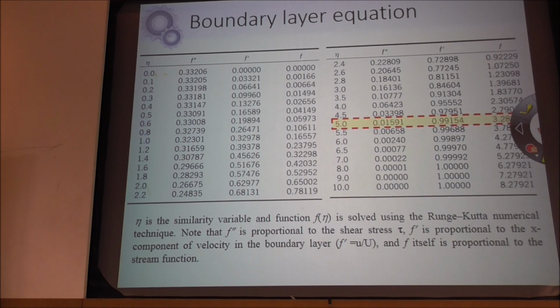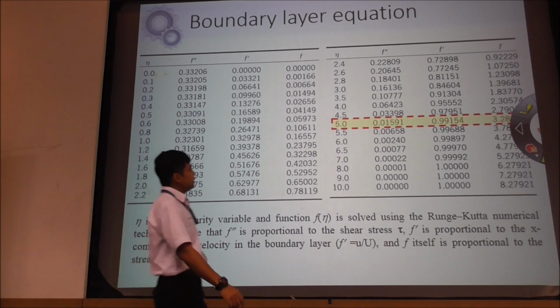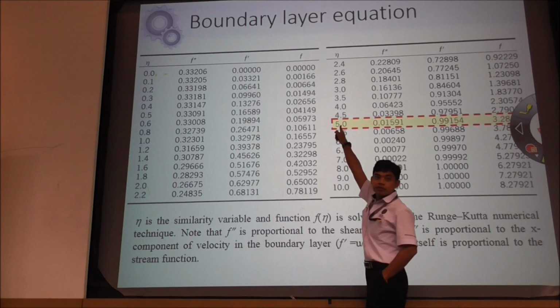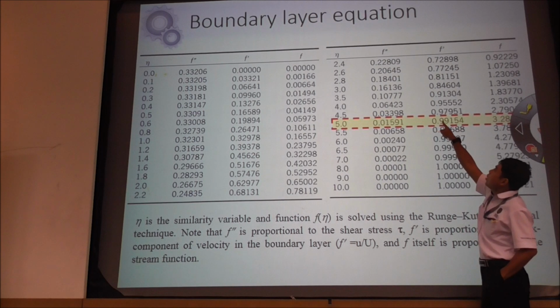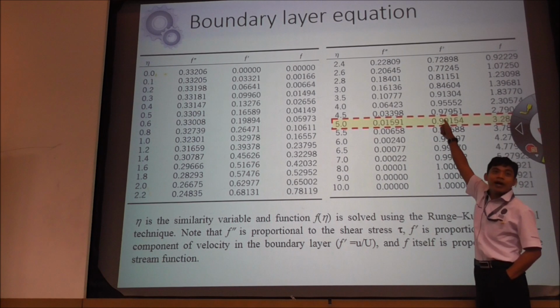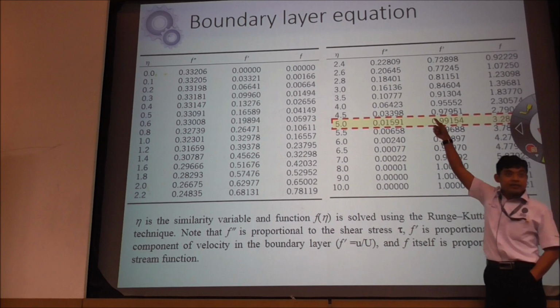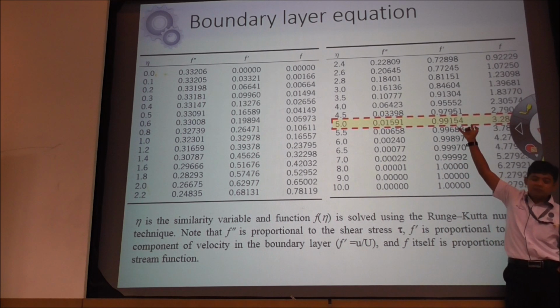You put phi equal to 0.1, then find the stream function, the first derivative of the stream function, the second derivative of the stream function. You do that until you found this. When you found 5, you found 0.99. So you take this one, right? At that time, this is, for me, incredibly precise because you got 0.99154.